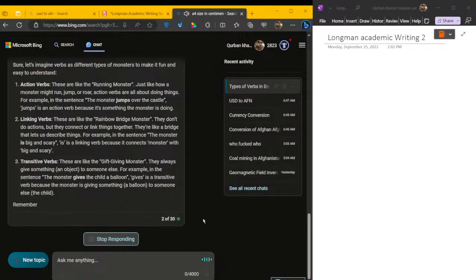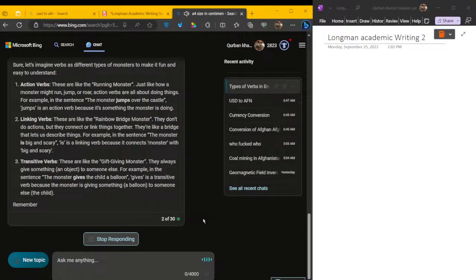monster is doing. Linking verbs, these are like the rainbow bridge monster. They don't do actions, but they connect or link things together. They're like a bridge that lets us describe things. For example, in the sentence, "The monster is big and scary," is is a linking verb because it connects monster with big and scary.